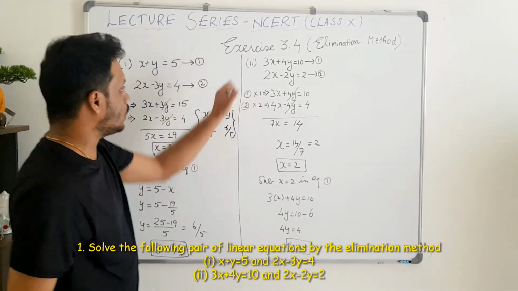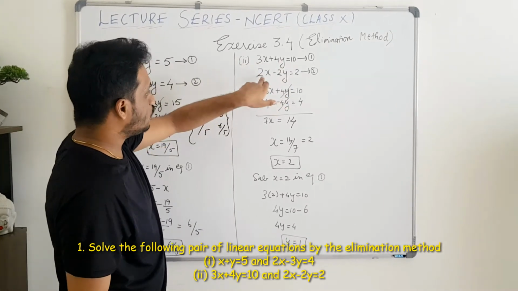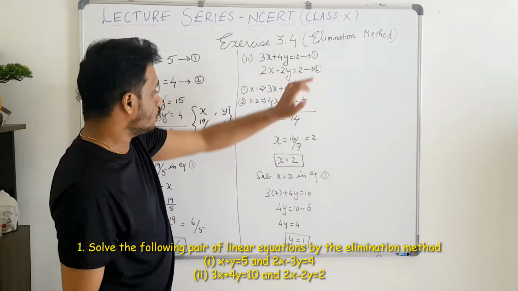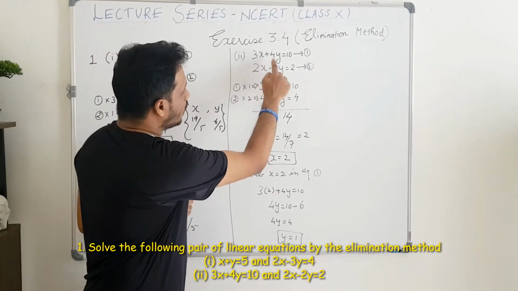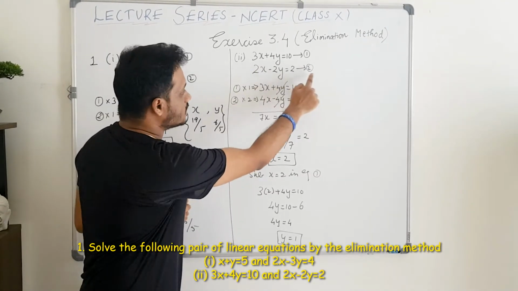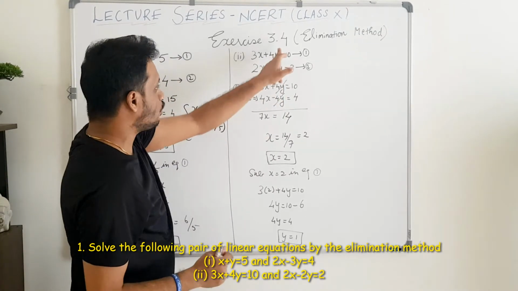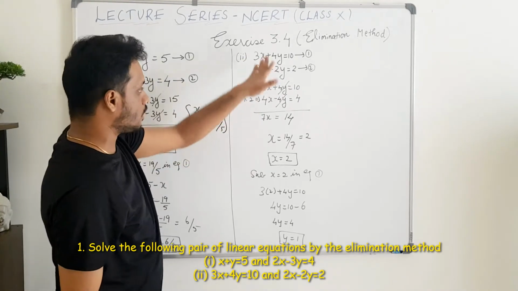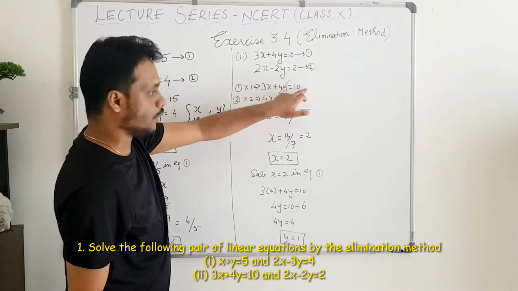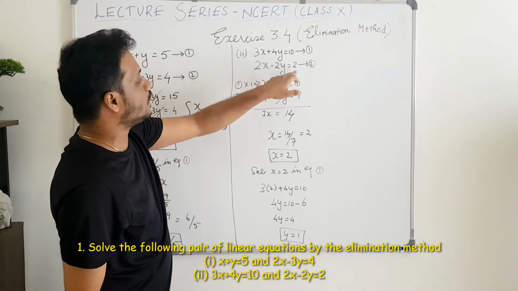Moving on to the second question, the equation given to us is 3x plus 4y equal to 10 and 2x minus 2y equal to 2. So here again, if I want to cancel out any of the variables, I see I have a 4y and a minus 2y. So I can multiply the second equation with 2 so that this 2y becomes 4y. So plus 4y and minus 4y can be cancelled. So first equation I multiply it with 1, so it remains as it is. So 3x plus 4y equal to 10. The second equation times 2, which is 4x minus 4y equal to 4.